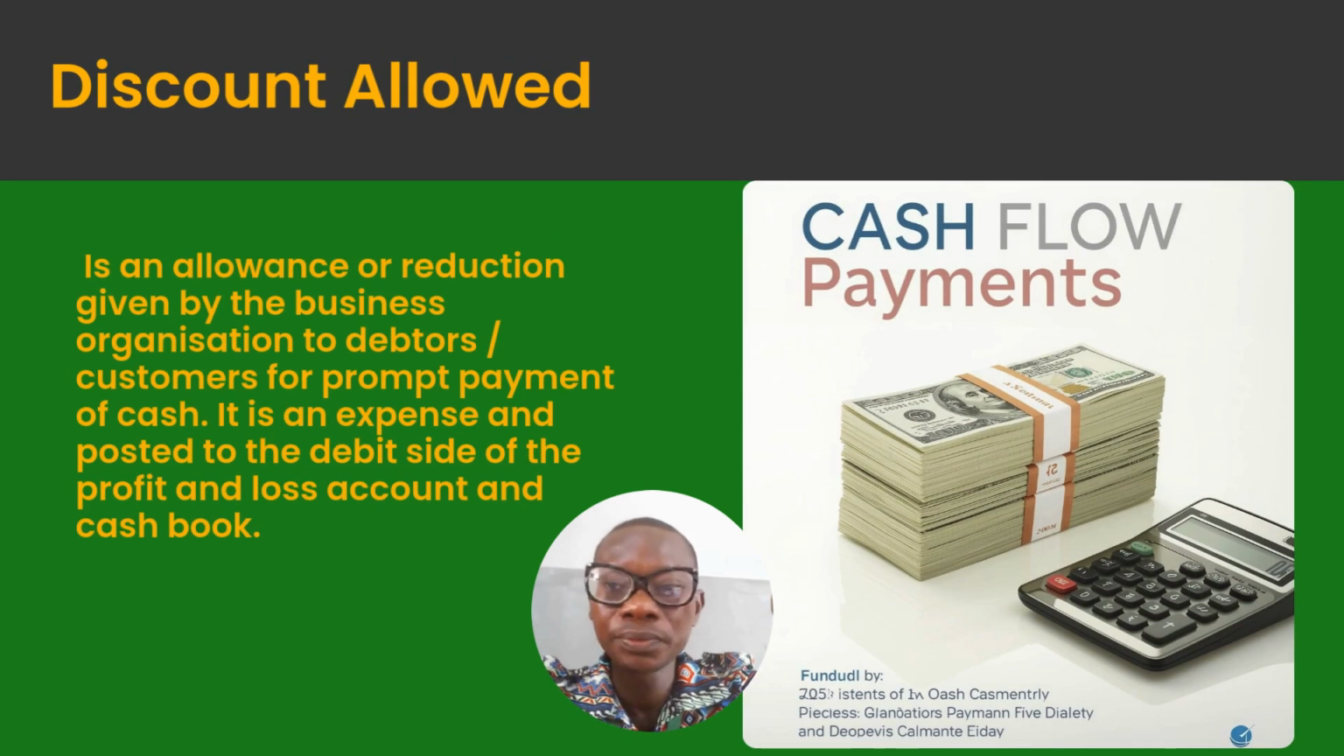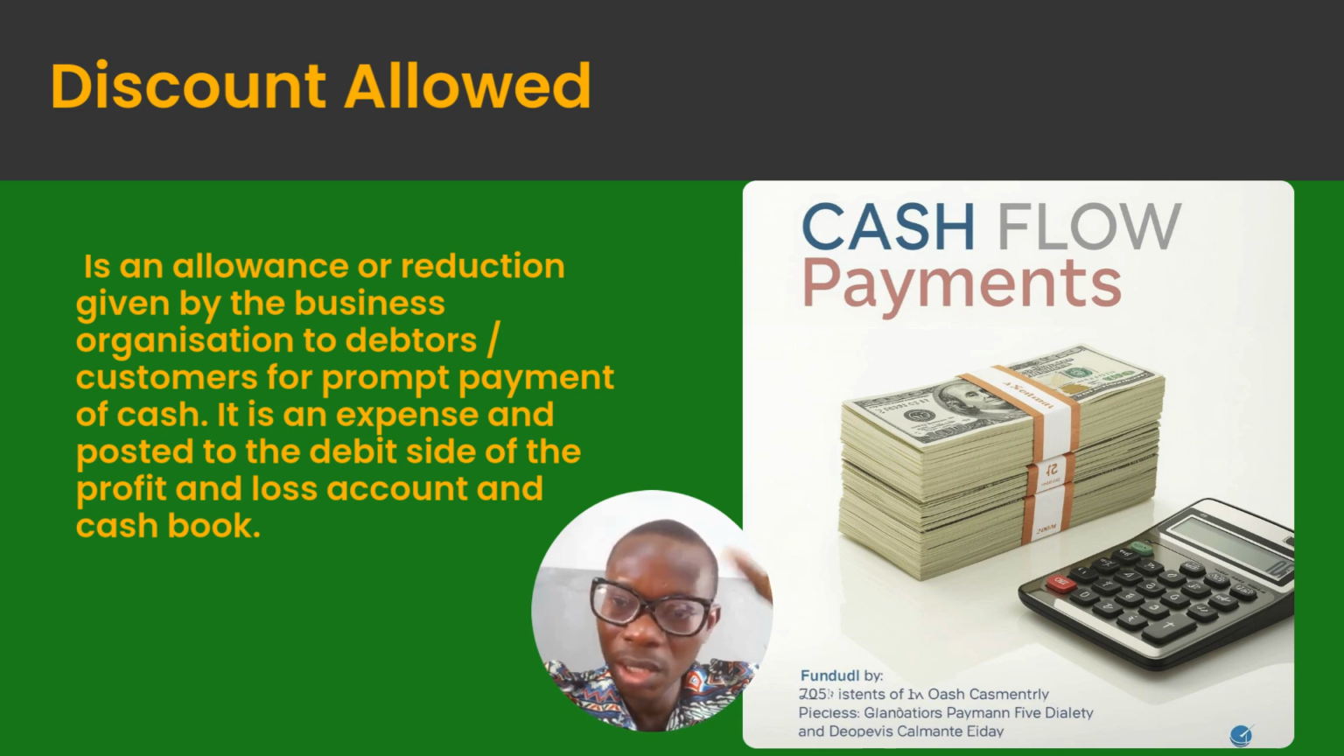Now, discount allowed is an allowance or reduction given by a business organization to the debtors or customers for prompt payment. That is, it is given to the customer for a specific period of time in form of cash. And this is recognized as an expense and will be posted to what? Be posted to the debit side of the profit and loss account and also the debit side in the cash book account.